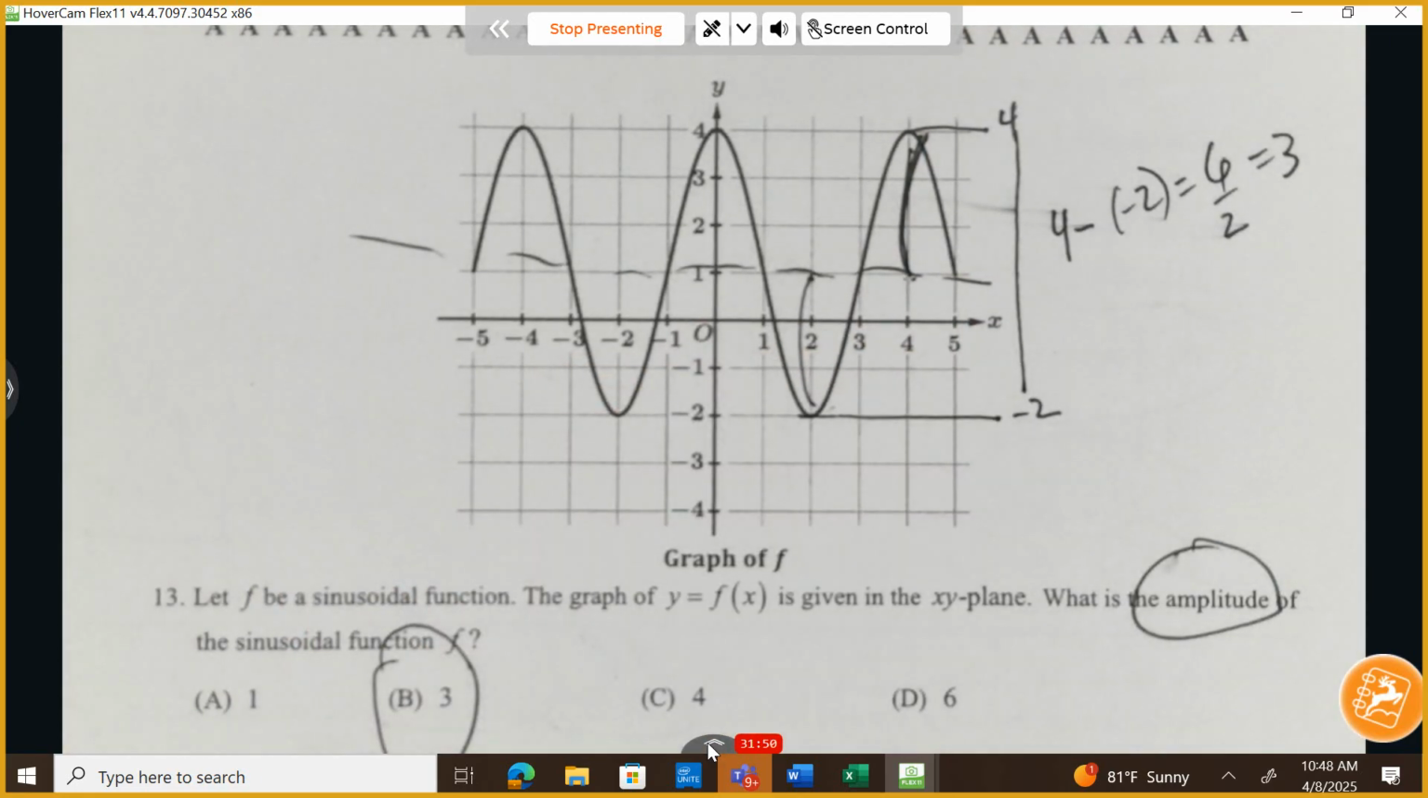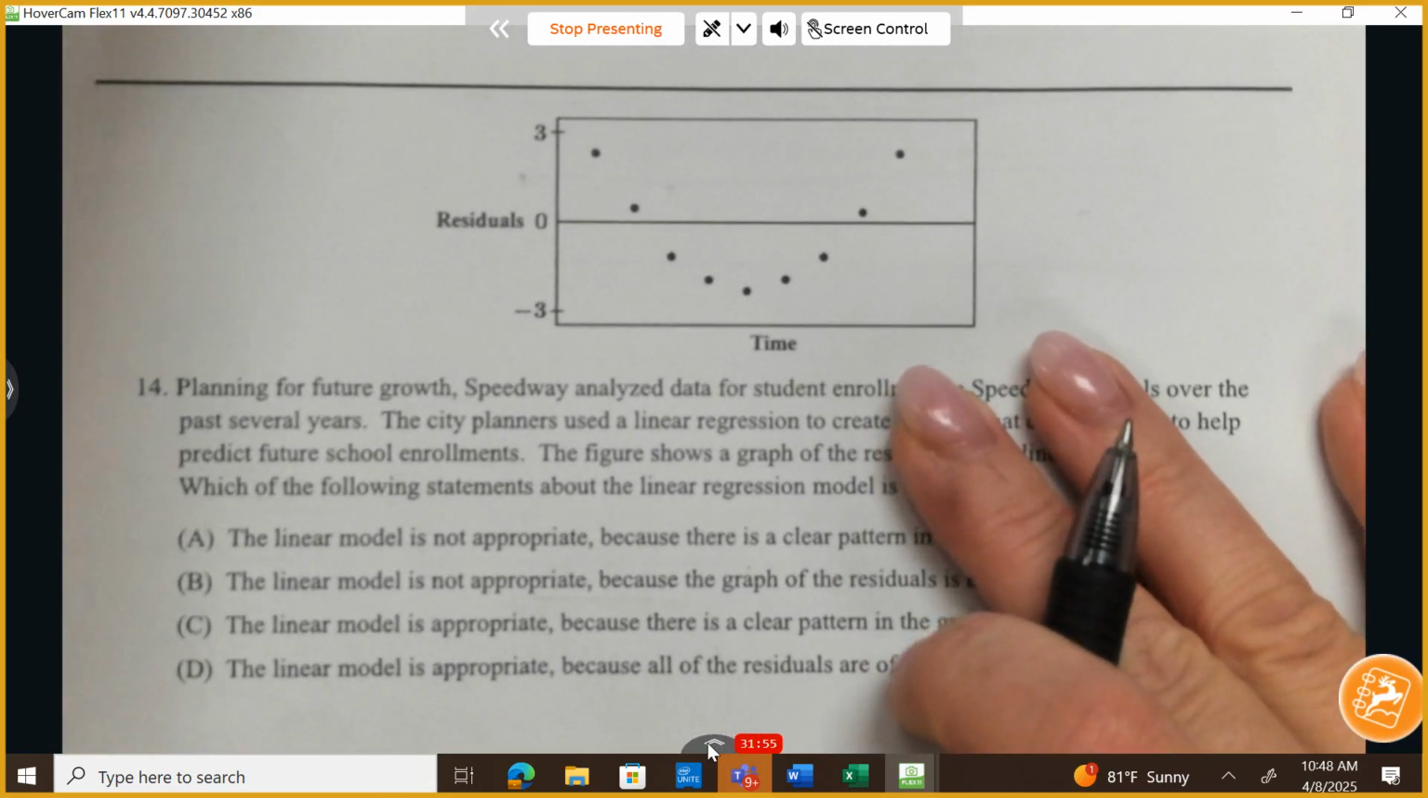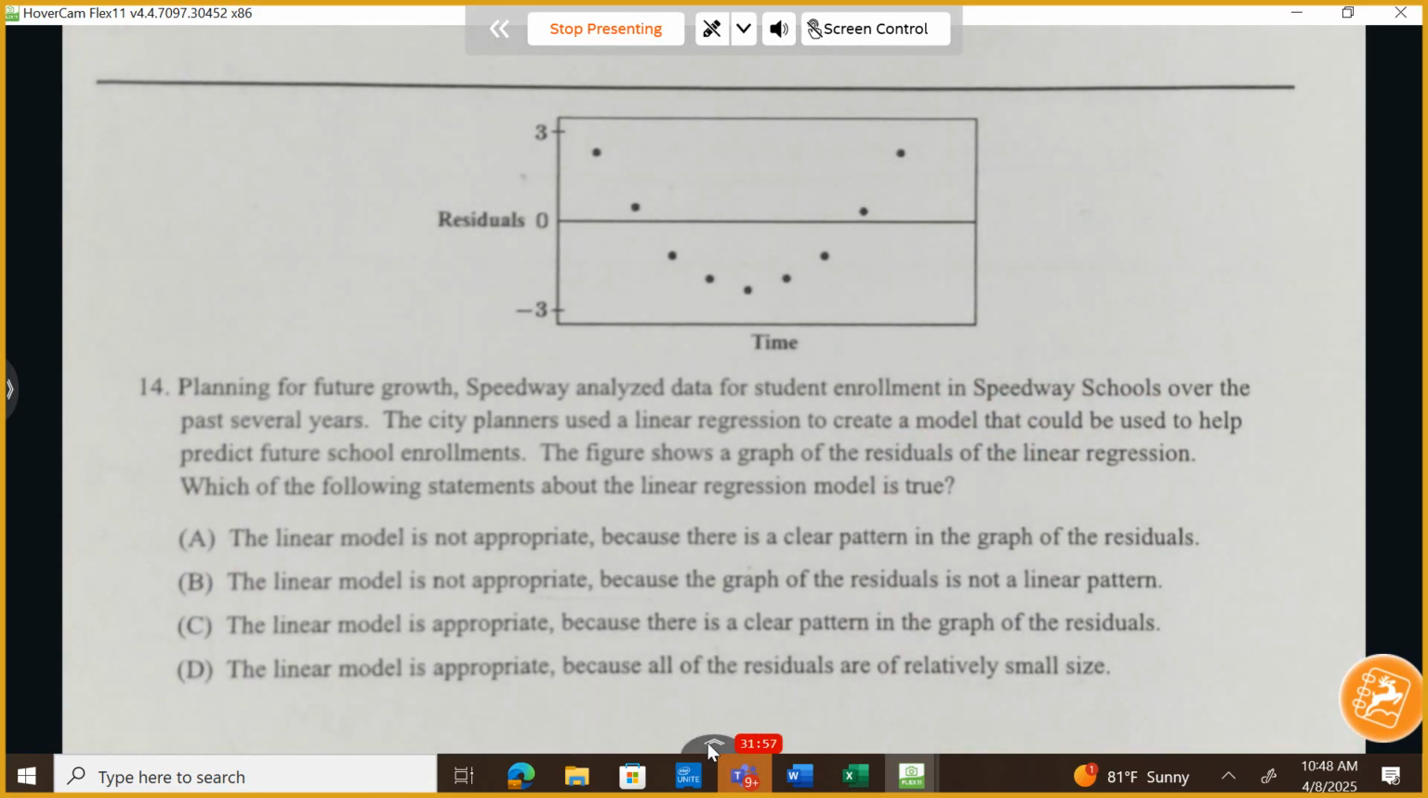Thumbs up, thumbs down to your understanding. Okay. Here we go. Let's go to this one. There's a great chance that you saw this problem and you're like, I have no idea because it wasn't part of our curriculum.